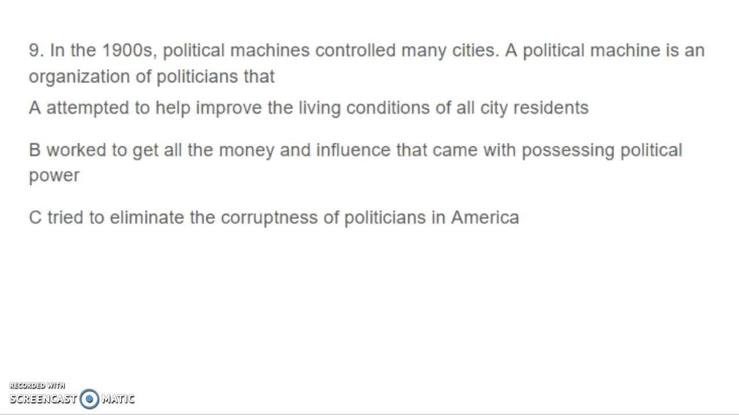Number nine, in the 1900s, political machines controlled many cities. A political machine is an organization of politicians that A, attempted to help improve the living conditions of all city residents. B, worked to get all the money and influence that came with possessing political power. Or C, tried to eliminate the corruptness of politicians in America.